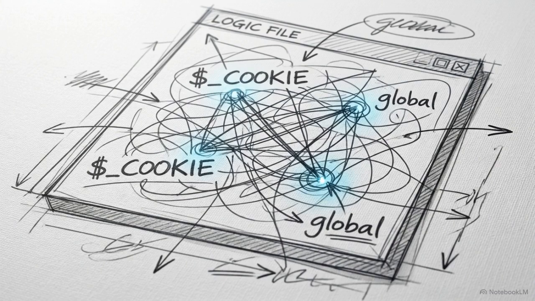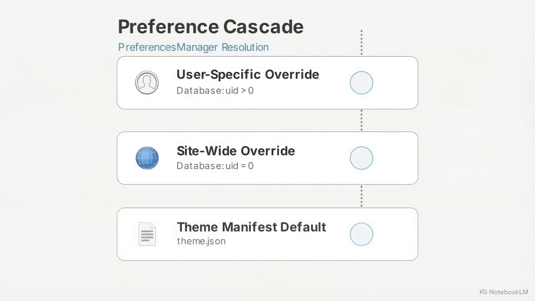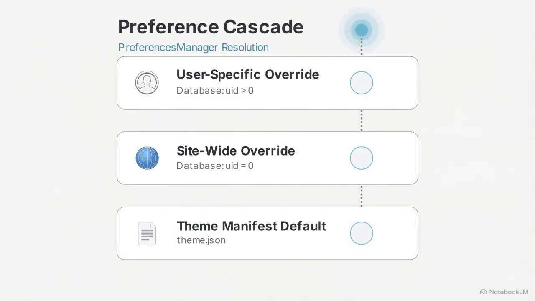Managing user settings traditionally meant reading raw global variables or scattering cookie checks throughout the template. XTF structures this process. It introduces the Preferences Manager, a centralized PHP service dedicated solely to handling user overridable settings. When a user loads a page, the Preferences Manager resolves their settings through a strict cascade. It checks for a user-specific database row first. If that is empty, it falls back to the site-wide database row. And finally, it rests on the theme manifest default.